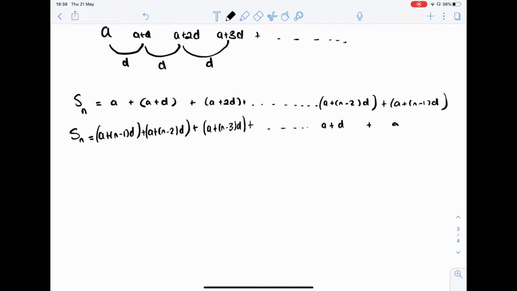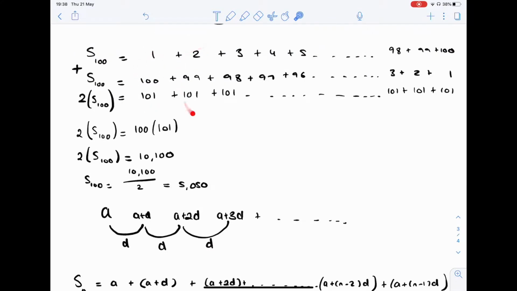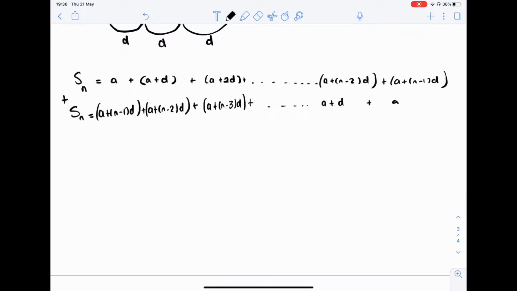So now let's look at what we did here. We added them both together to get 101, 101, 101. Let's see if the same thing holds here. If we add these two, we get 2Sn. What's A plus (n minus 1)D? Well, A plus A gives you 2A, and you'd have plus (n minus 1)D. Let's look at the next term. You have A plus A, which is 2A, and your next thing is D plus (n minus 2)D.